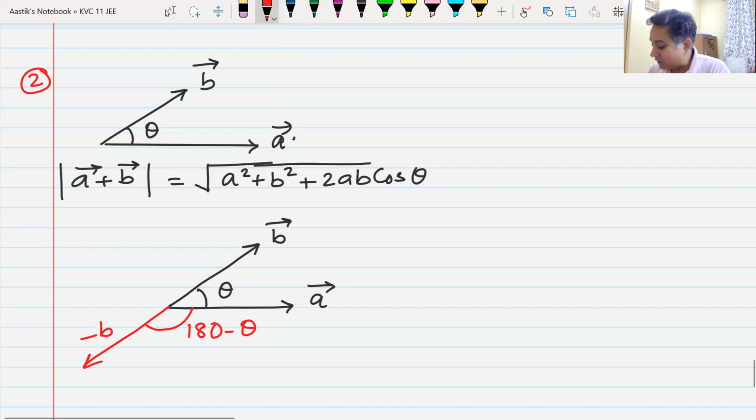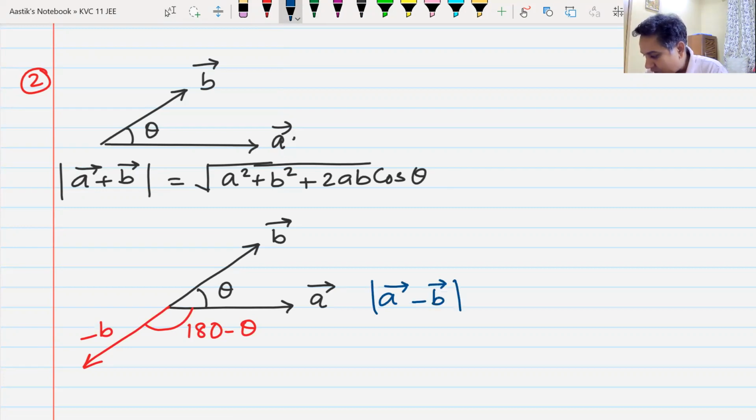Now I can write this formula for the subtraction of two vectors. The magnitude of A vector minus B vector will be equal to, can anyone tell me what will be the answer for this? A square plus B square minus 2AB sin theta. How did sin theta come?